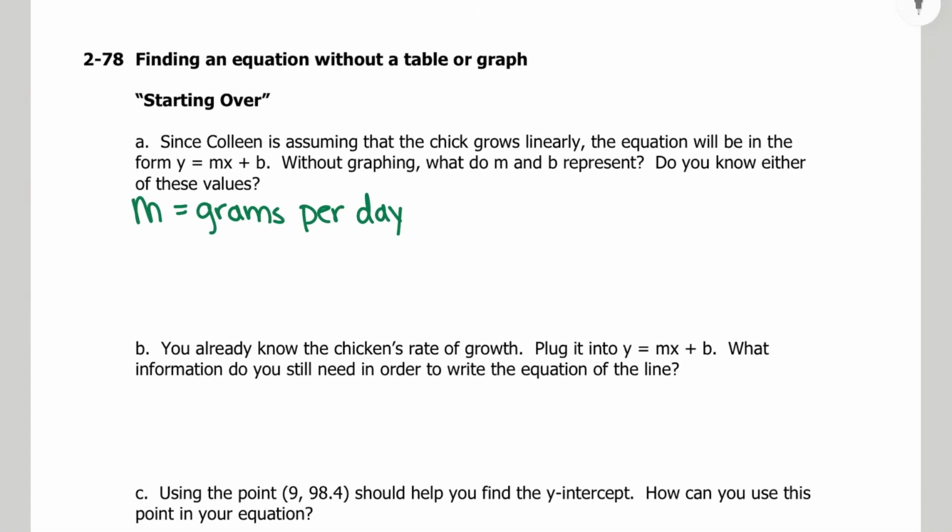So that's why it's so important to interpret things, because we can say y equals mx plus b all day for all kinds of different situations, but it doesn't really matter if we don't know what the specific situation is. So then b is the starting amount, and for us that represents the chick's weight at 0 days.